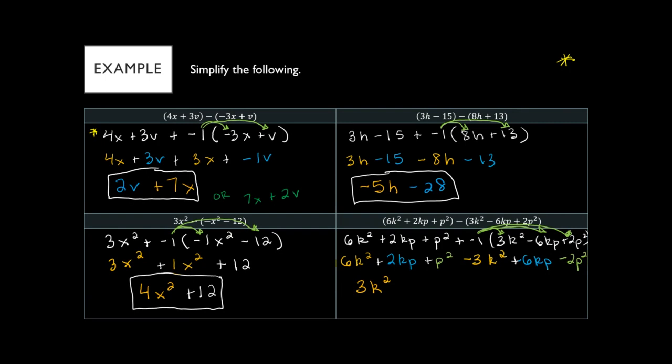Then I'm going to move on to the kp. I've got 2kp plus 6kp. So 2 plus 6 is 8. So I have plus 8kp. And then we've got p squared minus 2p squared. So that p squared has a 1. So that's really 1 minus 2. So 1 minus 2 is -1. So that gives us a -1p squared. And then that's our final answer because these three things no longer are like terms.